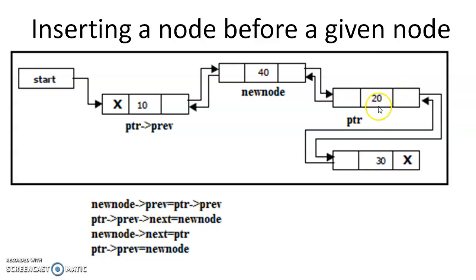Suppose consider that I want to insert before 20. So pointer is at 20 and this will become the pointer of previous. Now I want to place 40 in the middle. So when we are doing this one, at first perform the left side one, that is new node of previous equal to pointer of previous, pointer of previous of next equal to new node, then the new node of next equal to pointer and the pointer of previous equal to new node. These are the four operations that I am performing here.